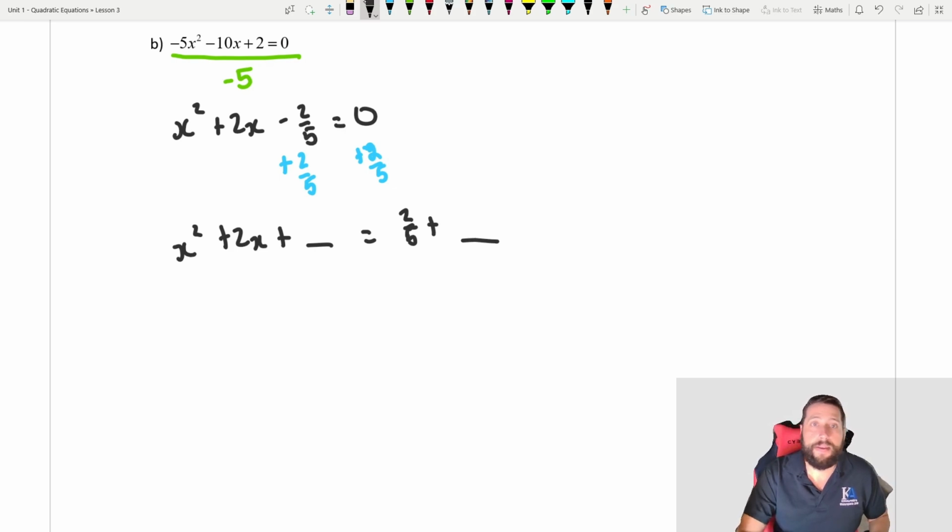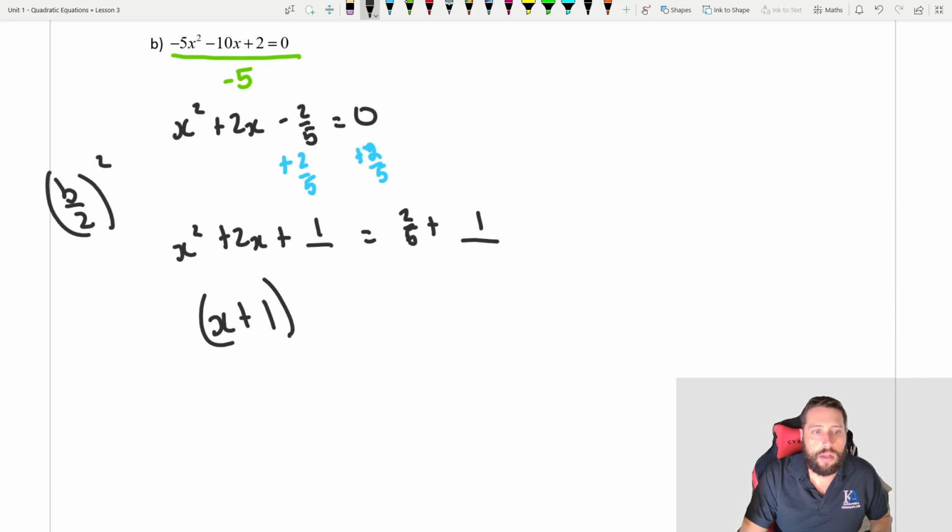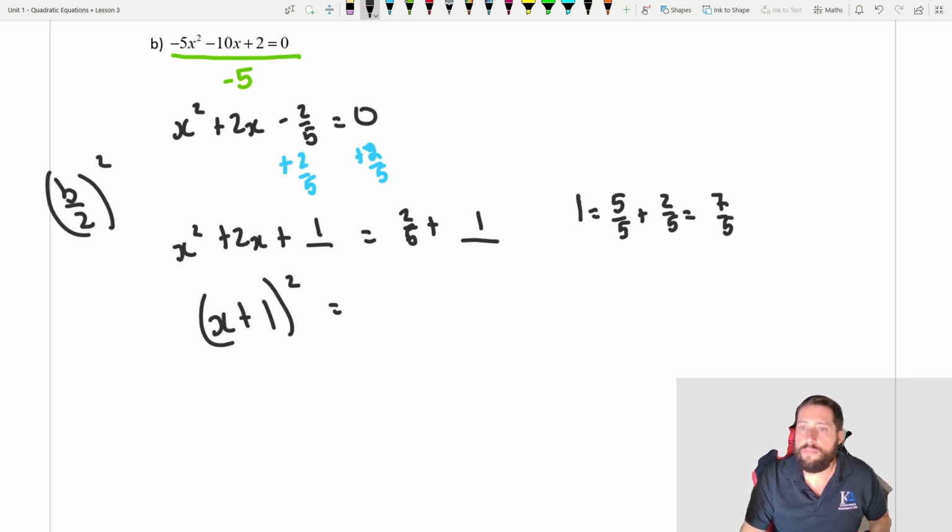Okay. Again, it's b over 2 squared. So it's going to be 2 divided by 2, which is 1. 1 squared is 1. So you're going to add 1 to both sides. Okay, so we're going to now have x plus, well, b over 2 is going to be 1, squared is equal to 2/5 plus 1. So can't quite do fractions in our head just yet. 1 is equal to 5 over 5. And you're going to add 2/5 to it, which becomes 7/5.